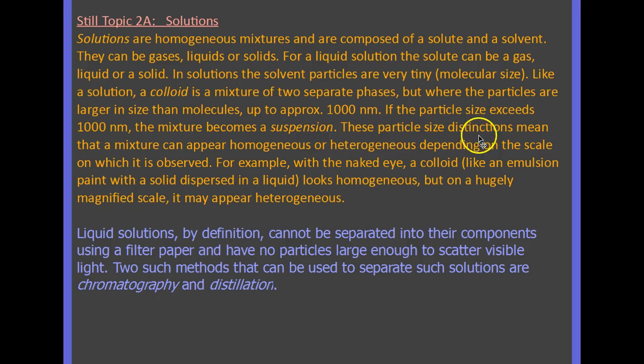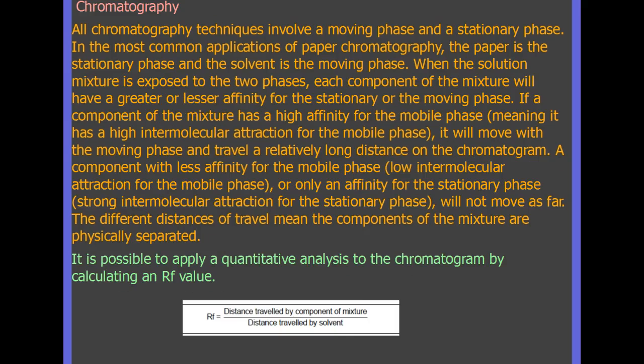These particle size distinctions mean that a mixture can appear homogeneous or heterogeneous, depending on the scale on which it is observed. For example, with the naked eye, a colloid, like an emulsion paint with a solid dispersed in a liquid, looks homogeneous, but on a hugely magnified scale it may appear heterogeneous. Liquid solutions, by definition, cannot be separated into their components using a filter paper and have no particles large enough to scatter visible light. Two such methods that can be used to separate such solutions are chromatography and distillation.